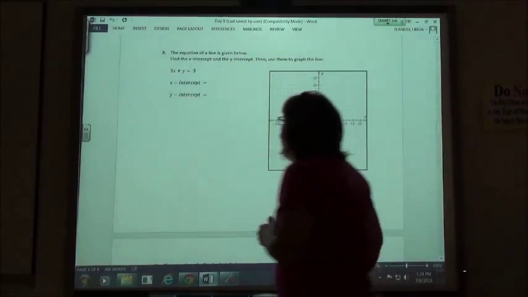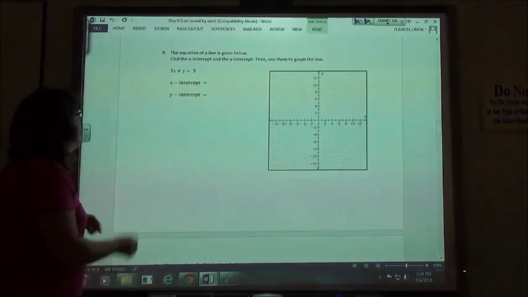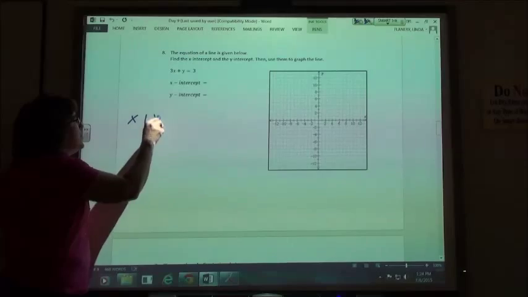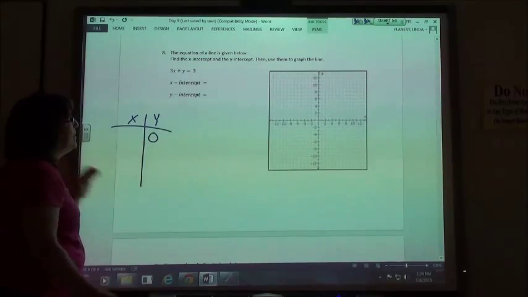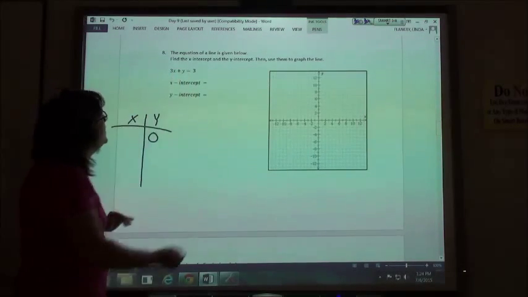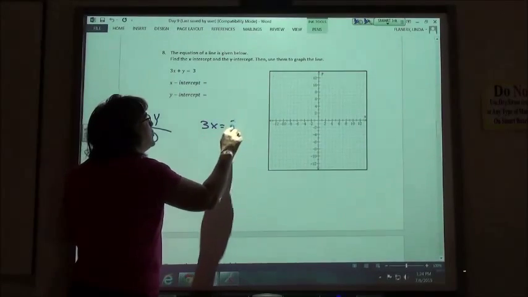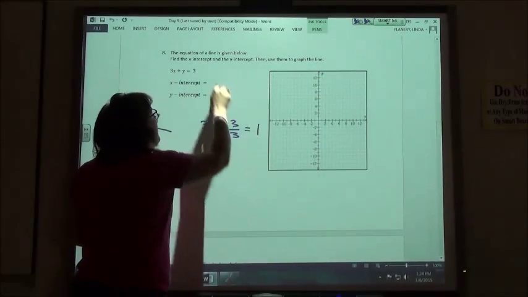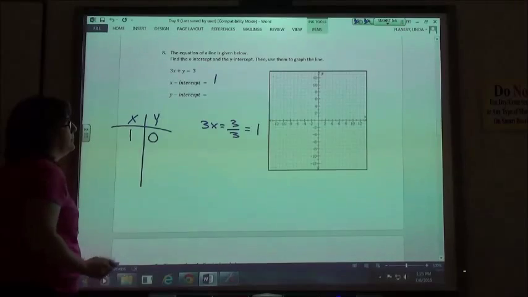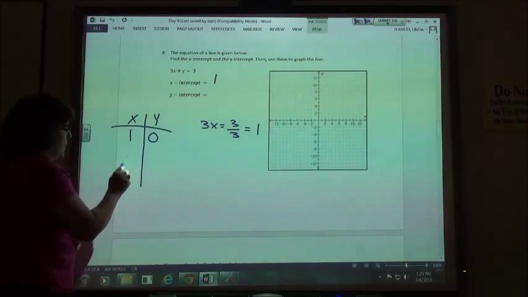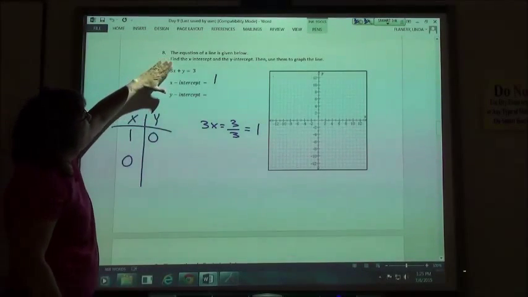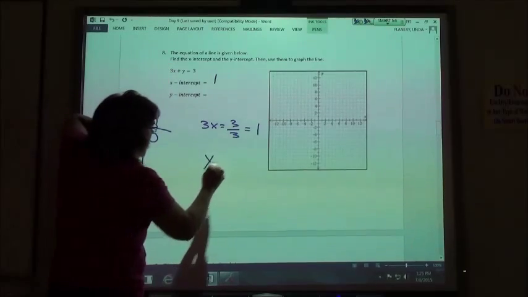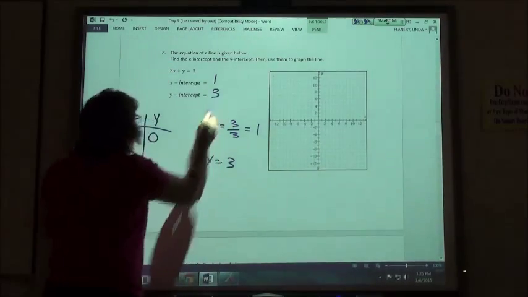So number 8, if I'm going to do my x and my y-intercept, again, when I do my x-intercept, the y is 0. So if the y is 0, the y is gone. 3x equals 3. When I solve that, I get x equals 1. If I'm doing the y-intercept, I'm putting 0 in for the x. If I put 0 in for x, I just get y equals 3. There's not much solving to that one.